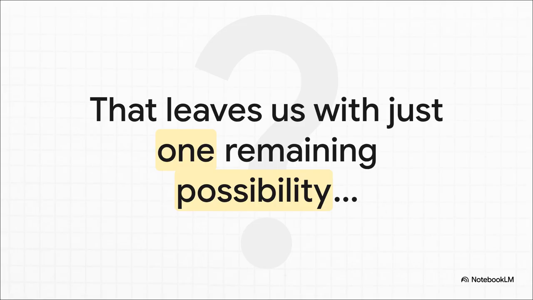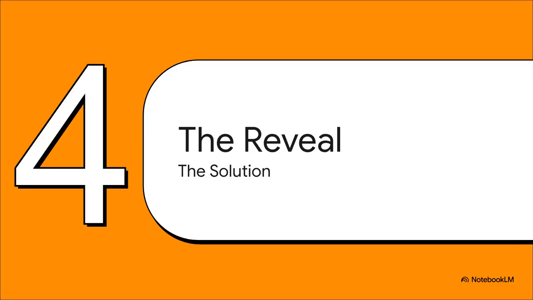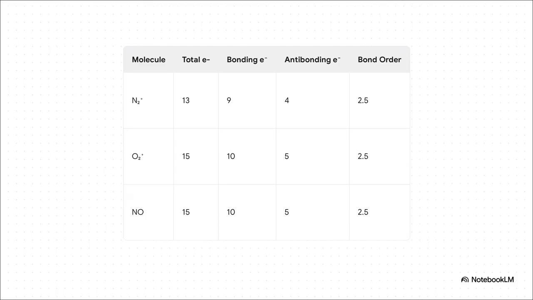You see where this is headed, don't you? And now, it is time for the big reveal. Let's see if option B holds the solution to our puzzle and gives us that magic number of 2.5 for all three molecules. And there it is. Let's just double check the numbers. The N2+ ion has 13 electrons, run it through the formula, and yes, we get a bond order of 2.5. It's a perfect match.